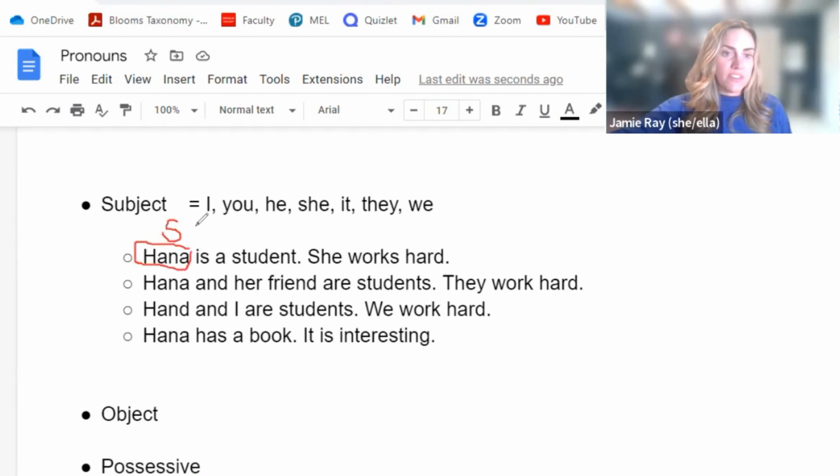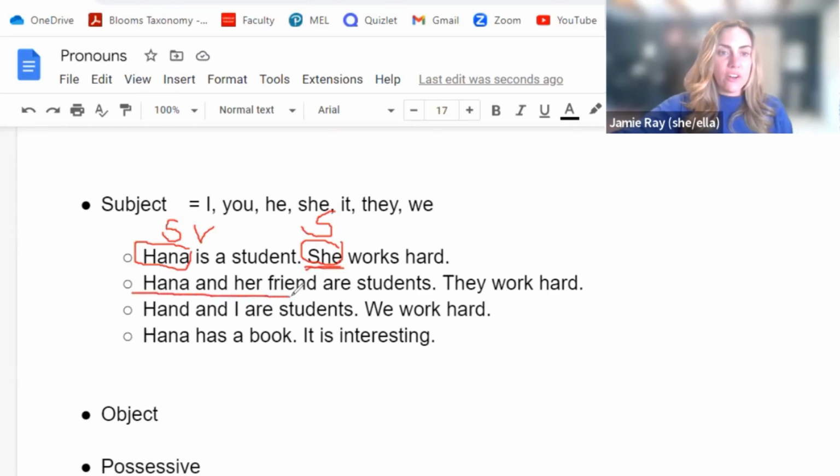There's the subject of the sentence. There's the verb. Hannah's a student. She works hard. She is the subject of the next sentence. If I wanted to, I could say Hannah here, but instead I'm replacing that word with the subject pronoun and I'm using she. She works hard.